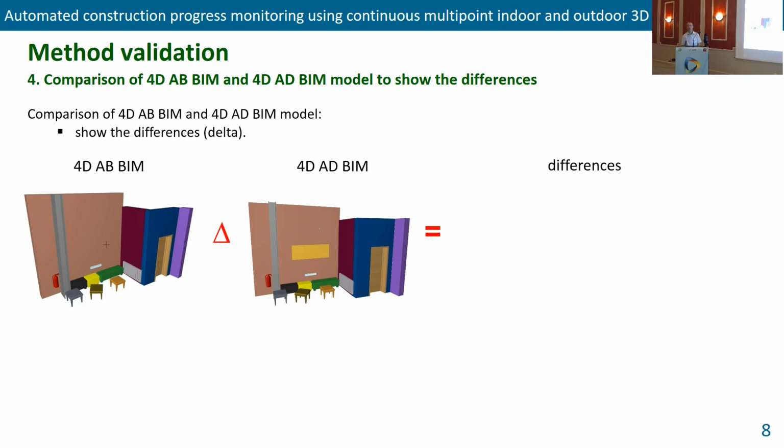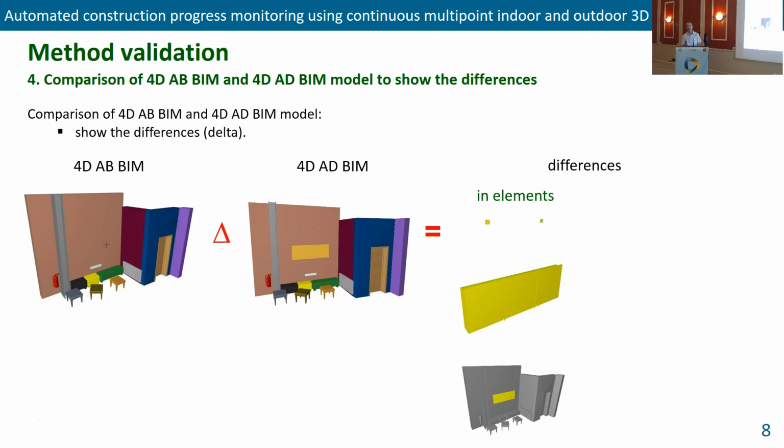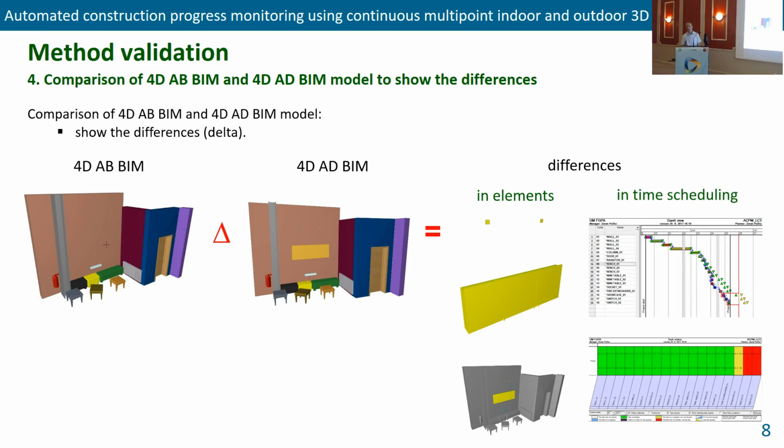First, in the elements, where we can present only the elements or the elements highlighted in the whole model. And of course, differences in this model produce a deviation in the time scheduling, where we report these differences.